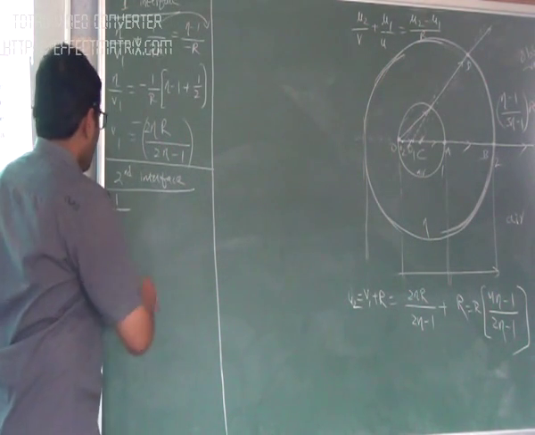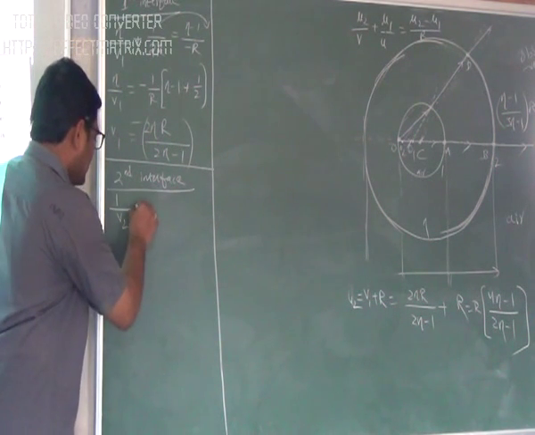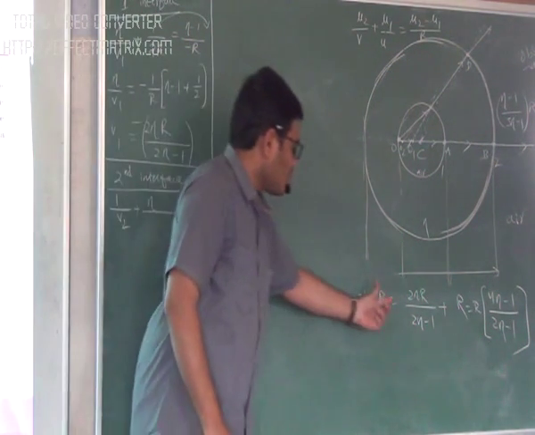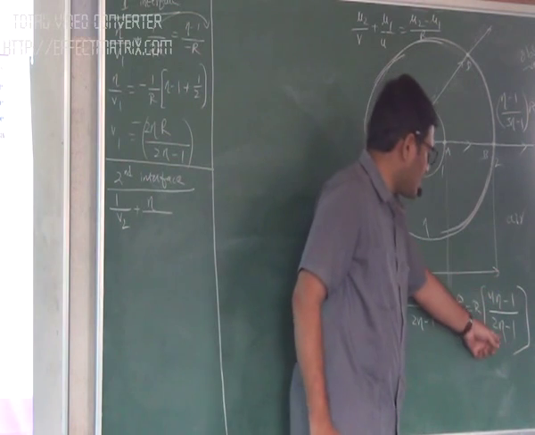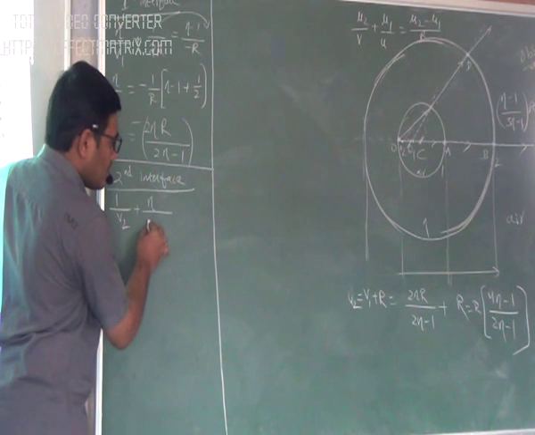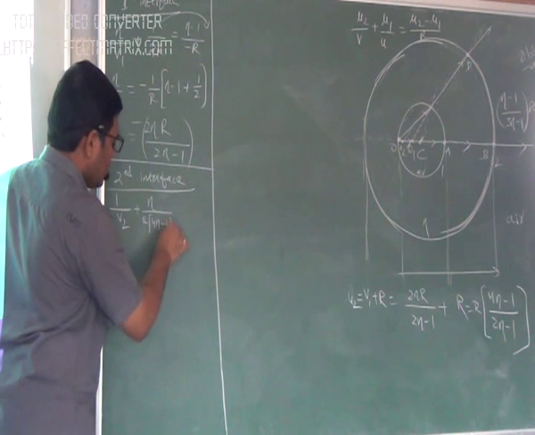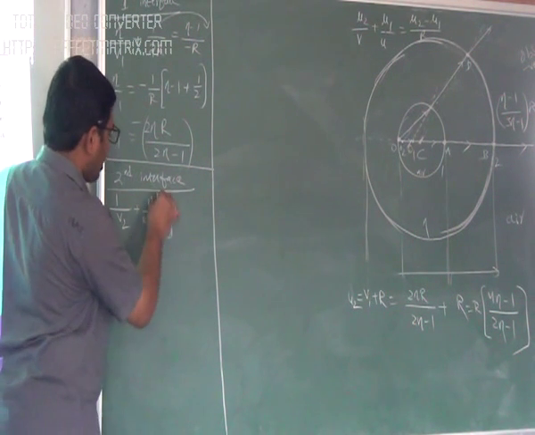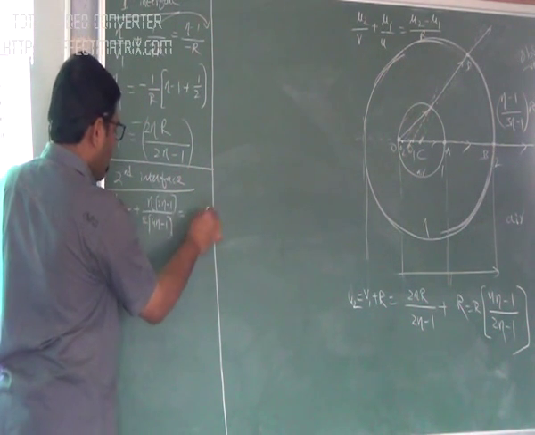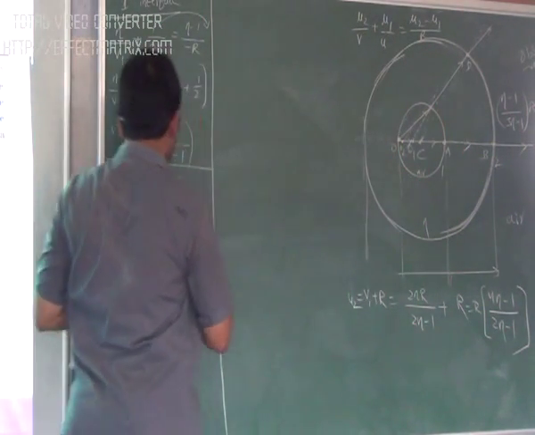1 upon V2. We don't know the image distance. Plus mu1, which is neta, upon the object distance, which is R times (4 neta minus 1) upon (2 neta minus 1), is equal to mu2 minus mu1.